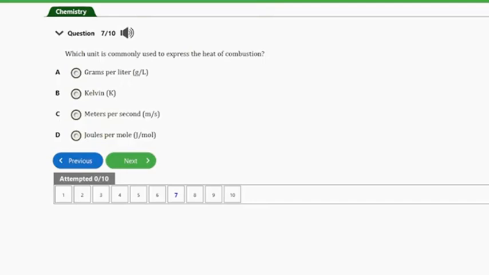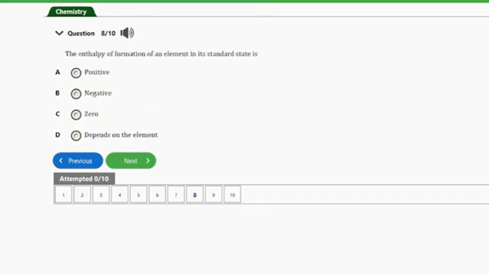So let's consider the next question, question number 7. Question number 7 says, which unit is commonly used to express the heat of combustion? A, grams per liter. B, Kelvin. C, meters per second. D, joules per mole. So guys, the answer to this question is option D, and that's joules per mole. Joules per mole is often used to express the heat of combustion.